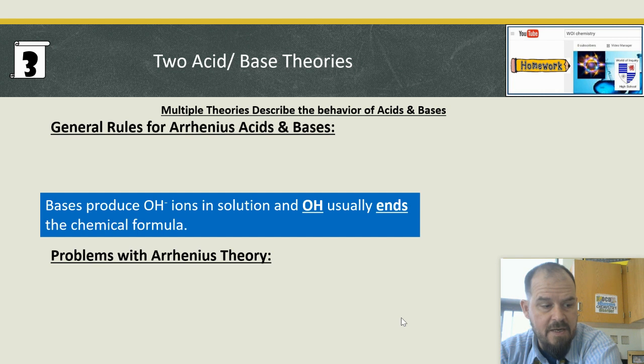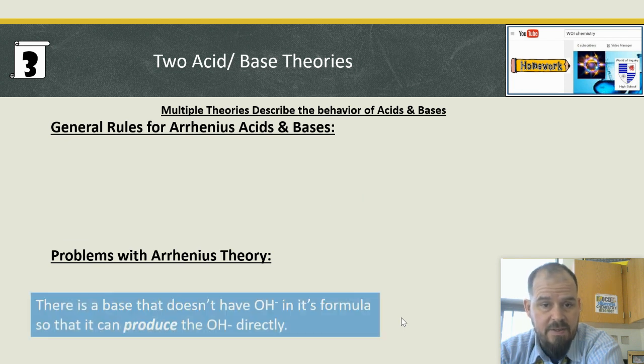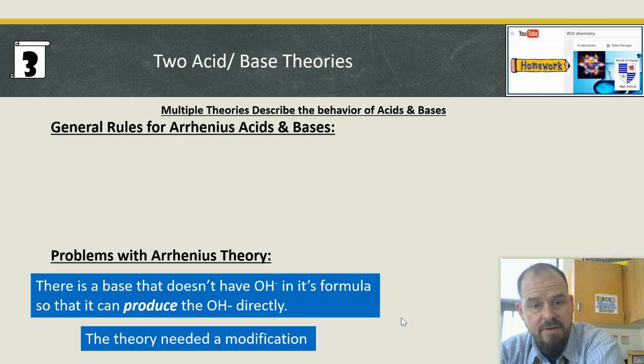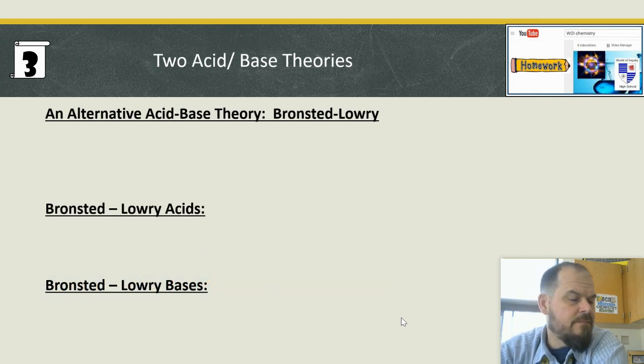If you look on your reference tables, not the actual periodic table, there's a reference table of common acids and bases, and you'll find there's 4 of them. 3 of them have OH and 1 doesn't, and that is the problem with the Arrhenius theory. There is a base that does not have OH in its formula, so that it can produce OH minus directly, like how we just saw NaOH do it, and literally just dissociate into Na and OH. Well, NH3 can't do that. Okay, so another theory is needed to modify, right?